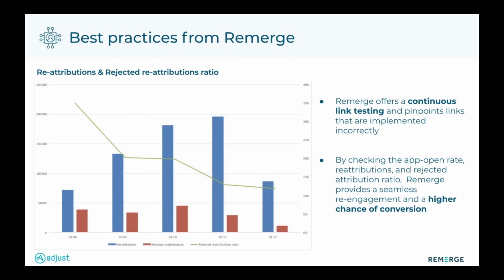And that is one of the services that Remerge offers: for our clients we provide continuous link testing. That means whenever we get a tracking link, or a universal link, which should be used for retargeting, we monitor the performance in terms of reattributions and rejected reattributions for each client.